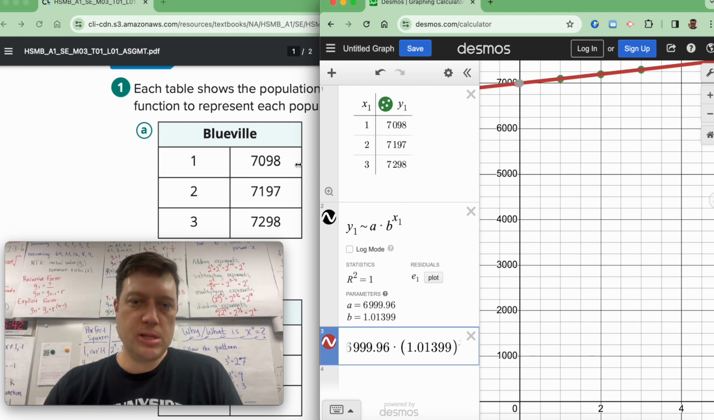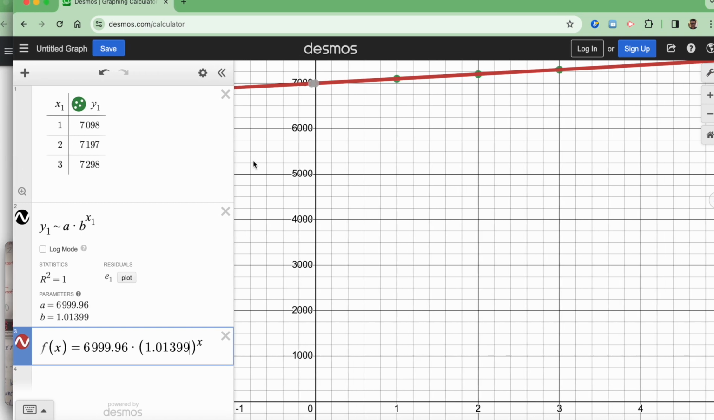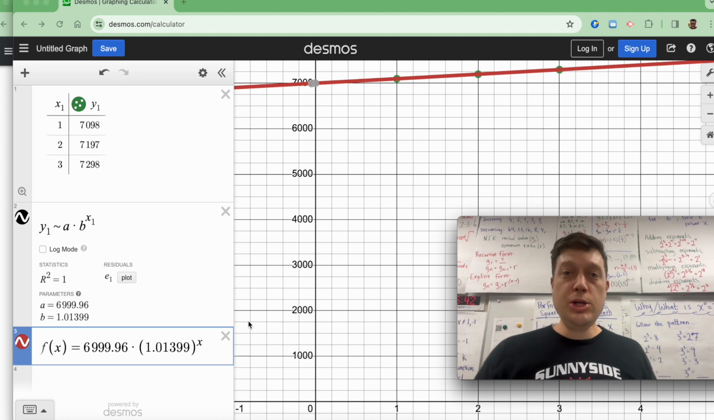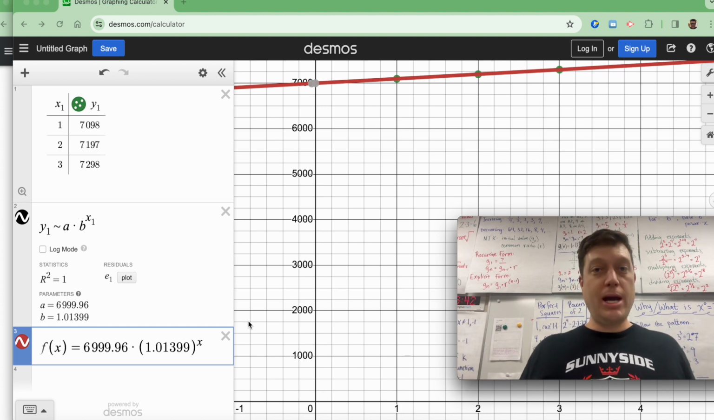And let me see if I can make my window here a little bit bigger for you. There we go. All right. There it is. This is the equation that makes the population function for Blueville, etc. That's the exponential function right there.